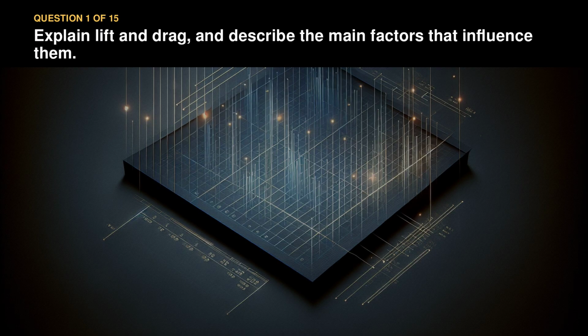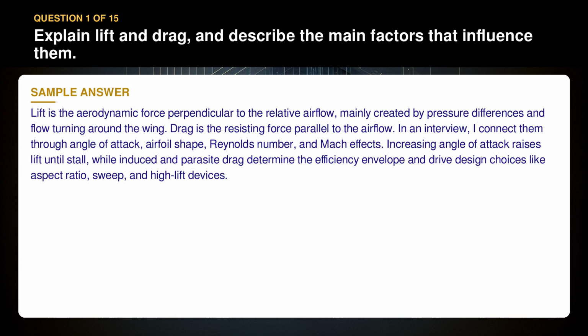Question 1. Explain lift and drag, and describe the main factors that influence them. Lift is the aerodynamic force perpendicular to the relative airflow, mainly created by pressure differences and flow turning around the wing. Drag is the resisting force parallel to the airflow. In an interview, I connect them through angle of attack, airfoil shape, Reynolds number, and Mach effects.